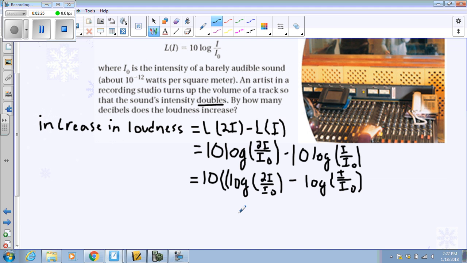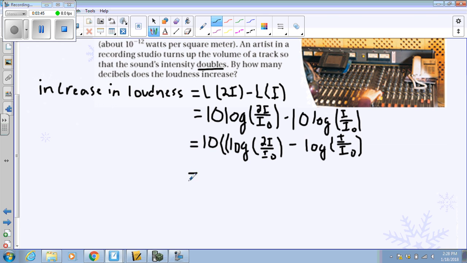Now, what we're going to do is use our properties so we can figure out our answer here. Now, if you notice, we have log of 2I over I naught. So here it's like saying 2 times I. So remember, whenever we multiply, to expand that, we actually add. So now we have 10 that stays on the outside. We have log of 2, so it's like saying 2 times I divided by I naught. Plus, now the 2 is gone, we have log of I divided by I naught.